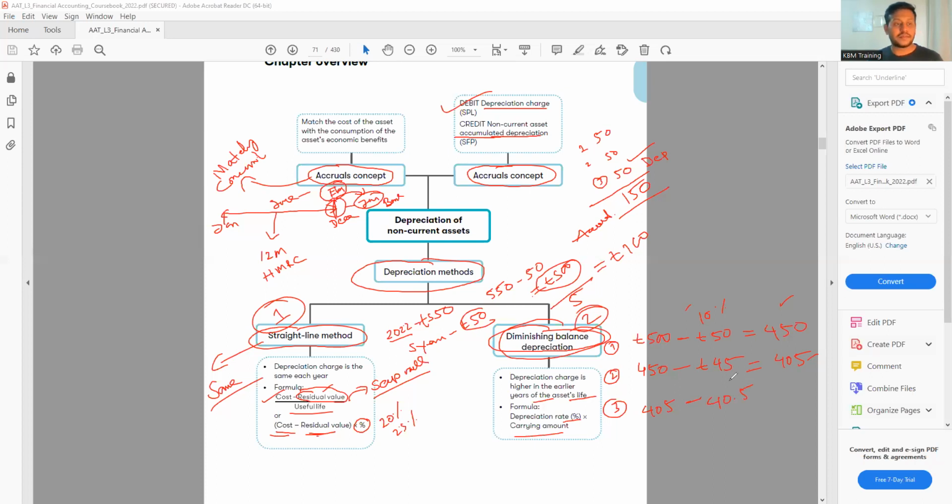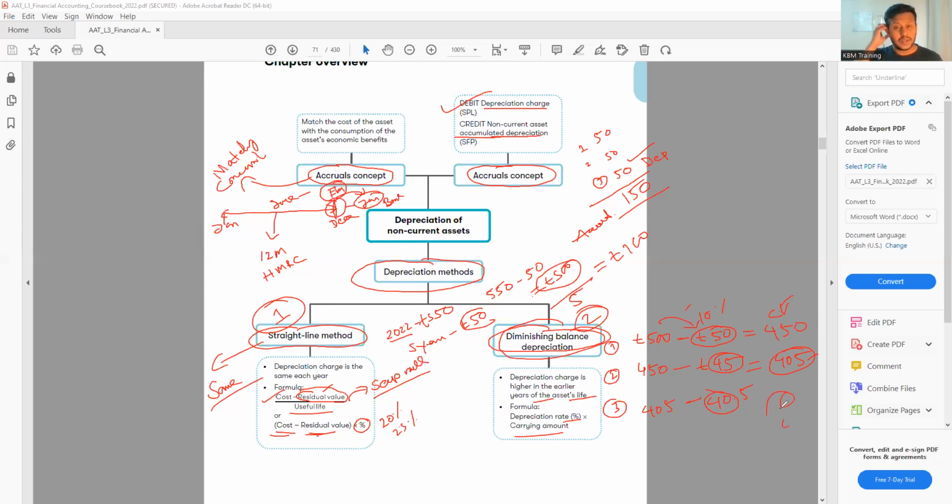So what we understand from the diminishing balance is that every year the depreciation is going down. The first year, the depreciation was 50. Second year, depreciation is 45, and third year is 40, so it will keep going down. For that reason, we call it diminishing balance, or reducing balance. So the depreciation will be lower each year, and the carrying value will also go down. The cost was 500, depreciation is 50, so my carrying value is 450 at the end of the year. At the end of year number 2, my carrying value is 405, then it will go down, and down, and down.